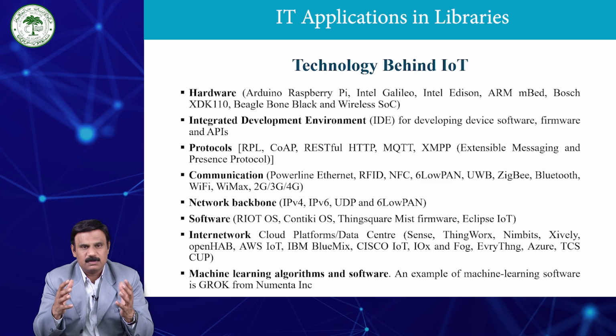Now let us see what the technology behind IoT is. What are the different technologies required to develop an IoT? Hardware is required, such as Arduino, Raspberry Pi, Intel Galileo, Intel Edison, ARM Mbed, Bosch XDK110, BeagleBone Black and wireless SoC. This type of hardware is required to develop an IoT.